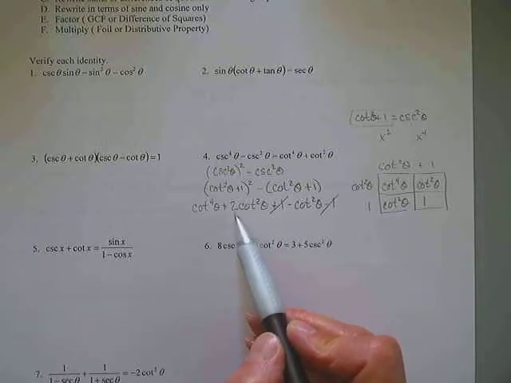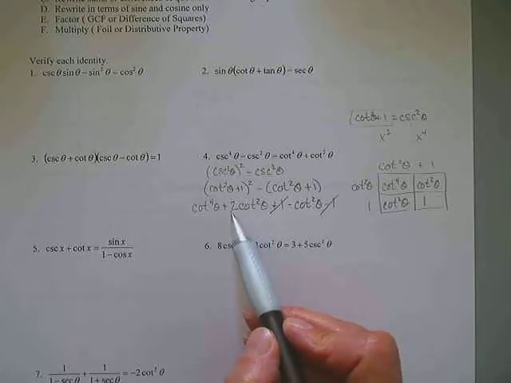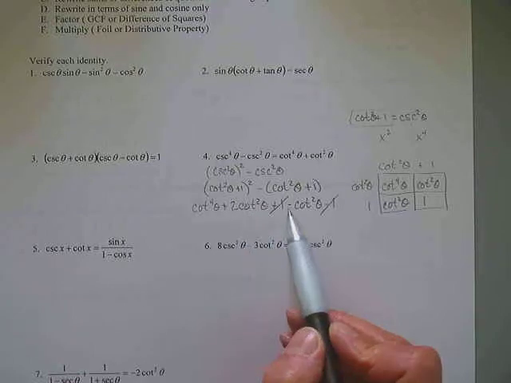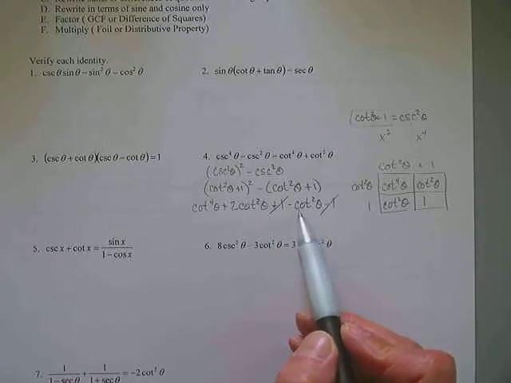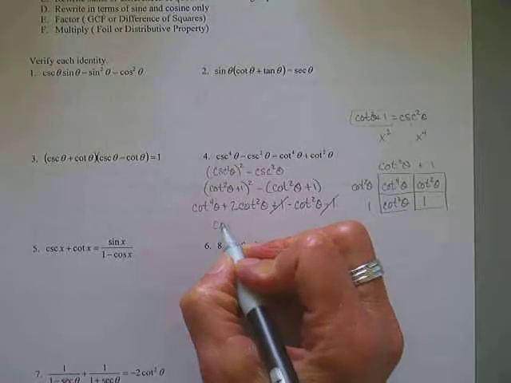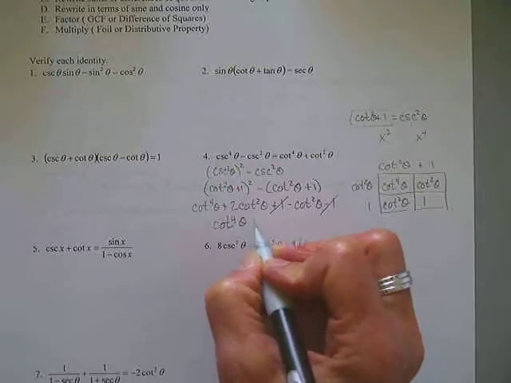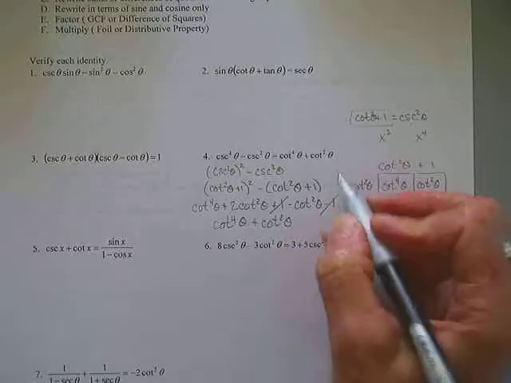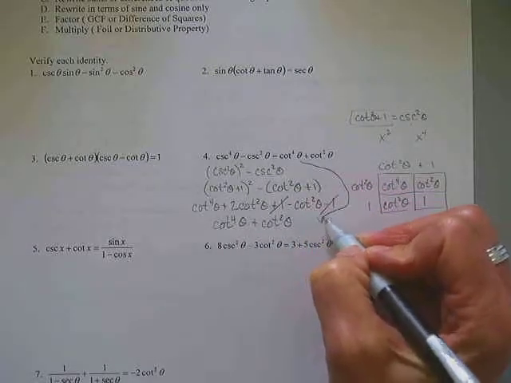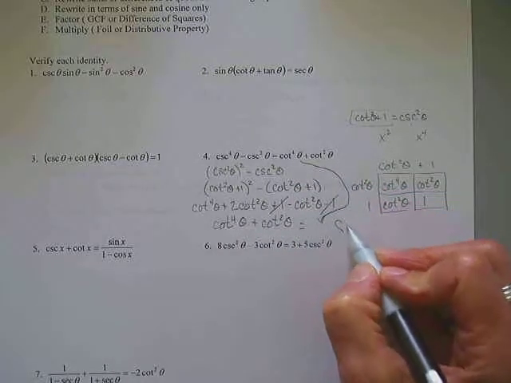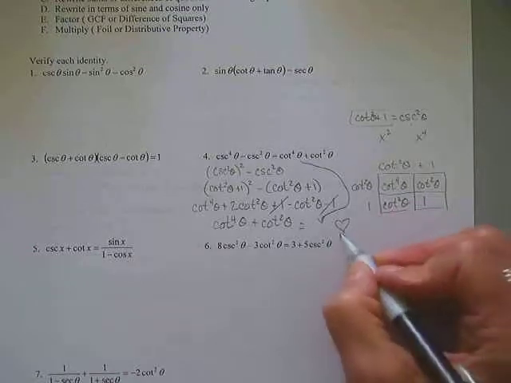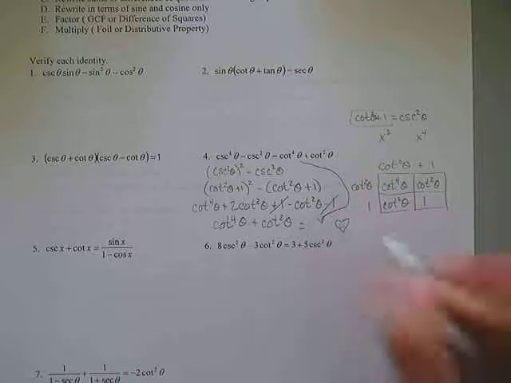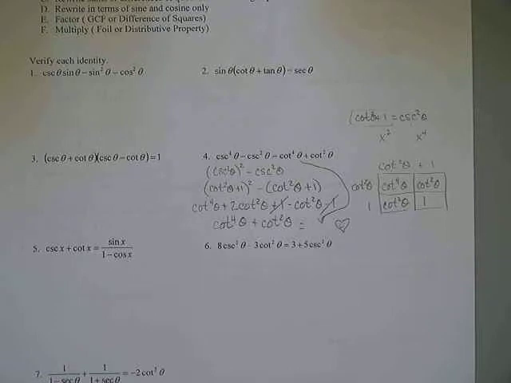And how many cotangent squareds do I have here? Can't you just change up to like 1 cotangent squared? Yep, because I have 2 of them here. So if I have 2 cotangent squareds and I take away 1 cotangent squared, I end up with... and this is exactly what we get. Smiley face.